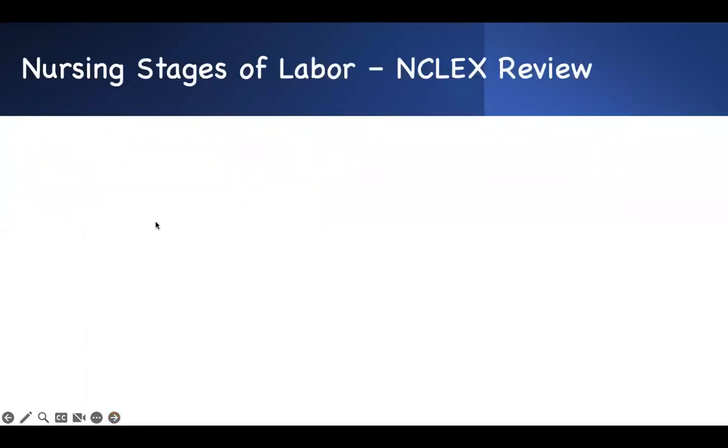Nursing stages of labor, right? So how do we start with this? First, key fact. Labor is the most important aspect after 9 months of pregnancy. This is the most important because there's death and life over there. A lot can go wrong. Okay, a lot can go wrong.